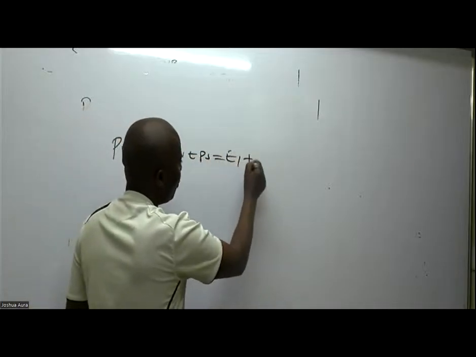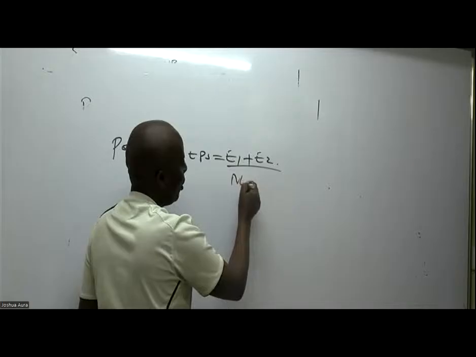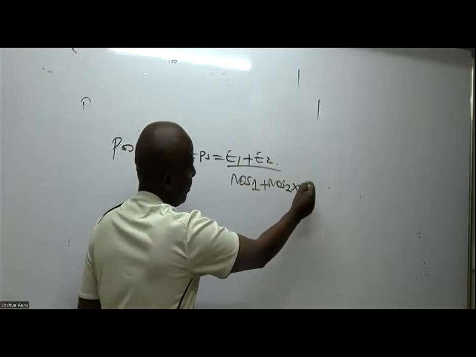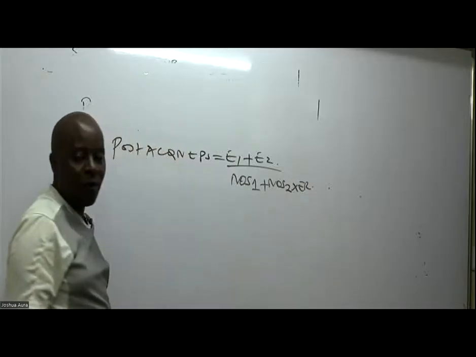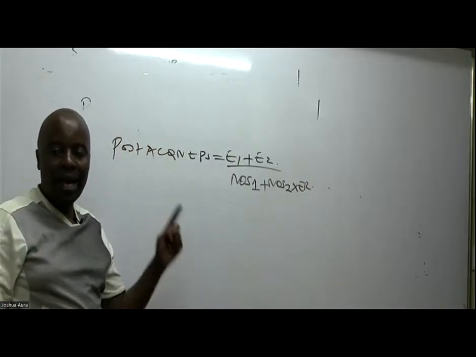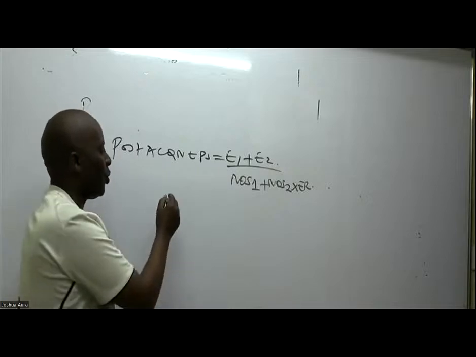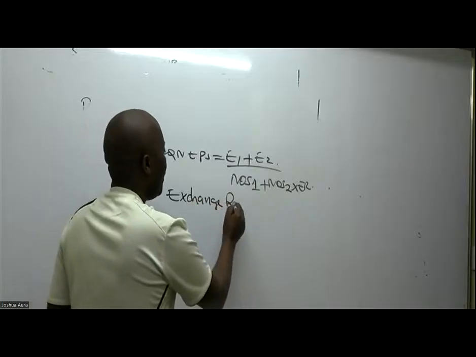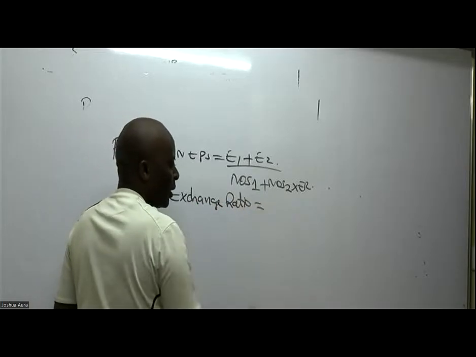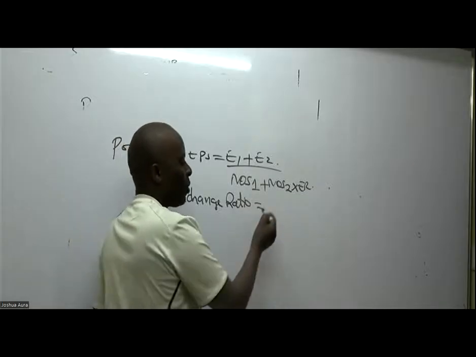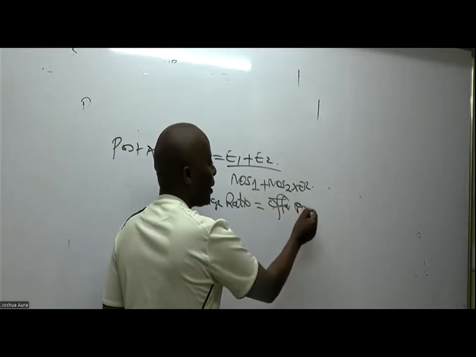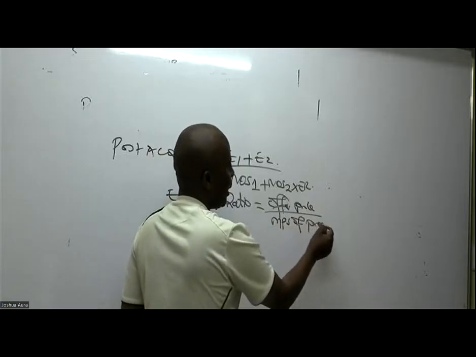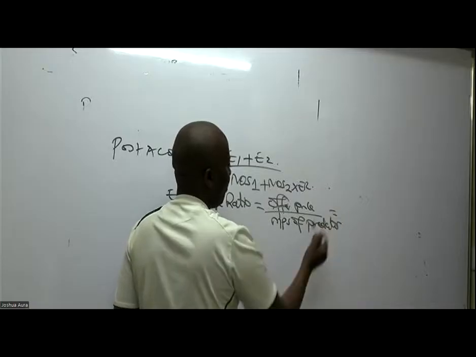Post-acquisition EPS is earnings of company one plus earnings of company two, all over the number of ordinary shares of company one plus the number of ordinary shares of company two times the exchange ratio. First of all, I will put down the exchange ratio. This time, remember, this is not the maximum one. This is the normal one. They've given me an offer price, so I will take the offer price and divide this by the MPS of the predator.